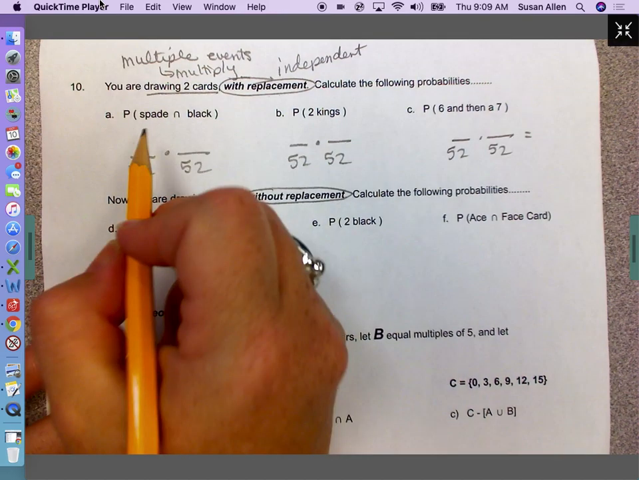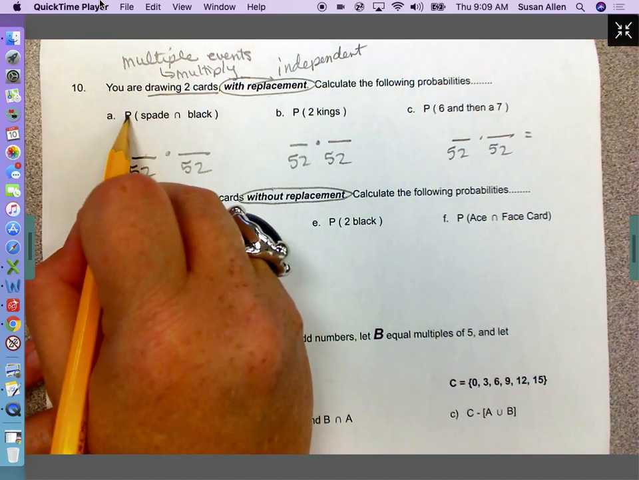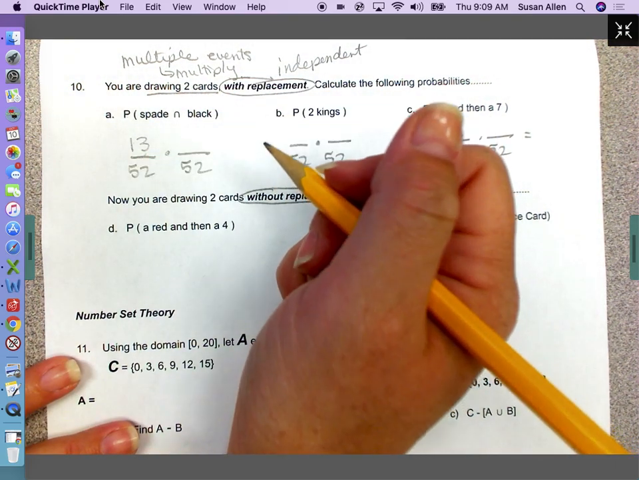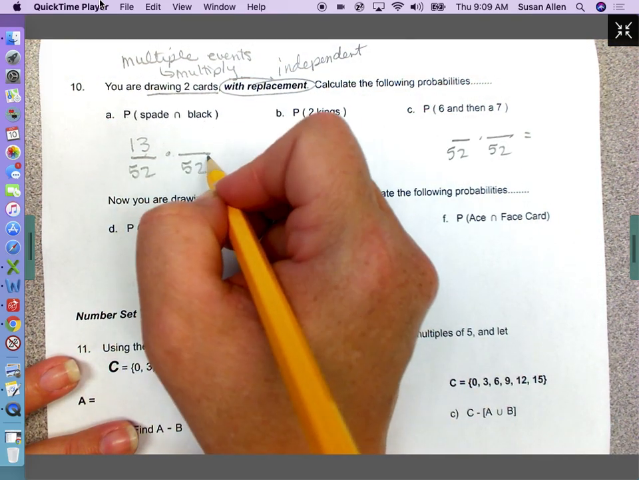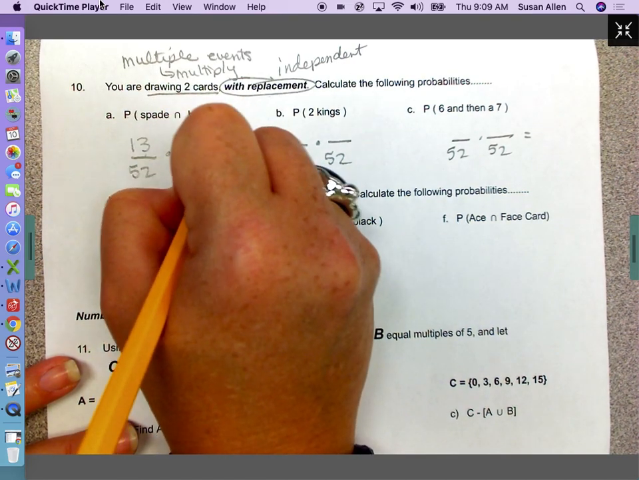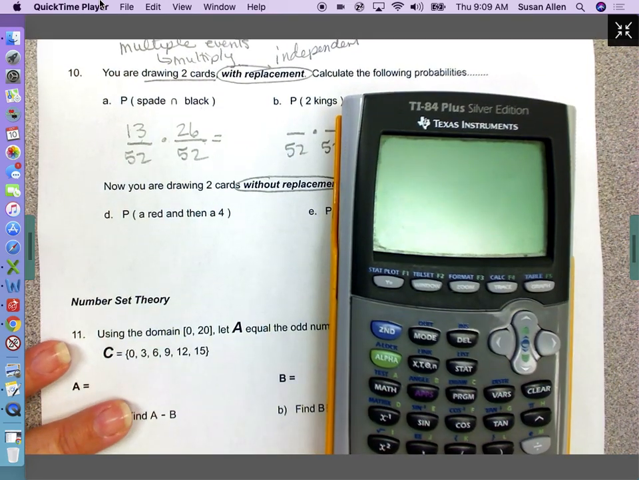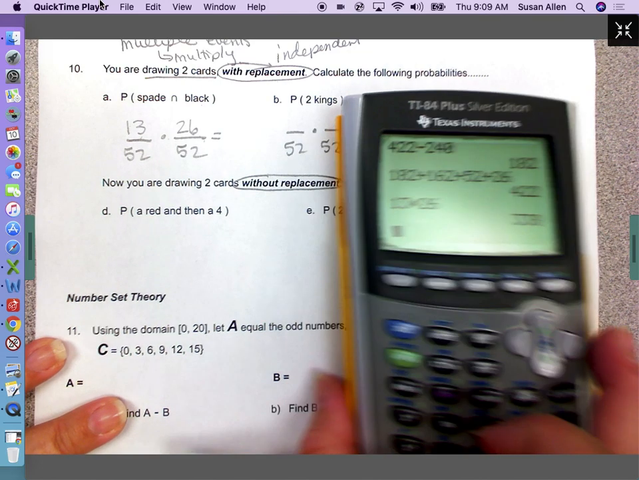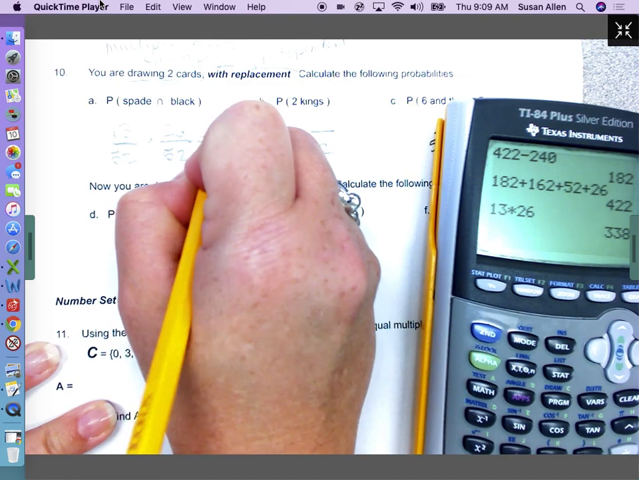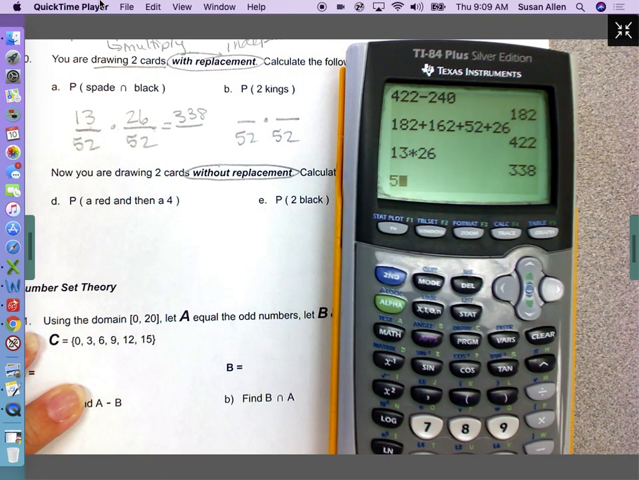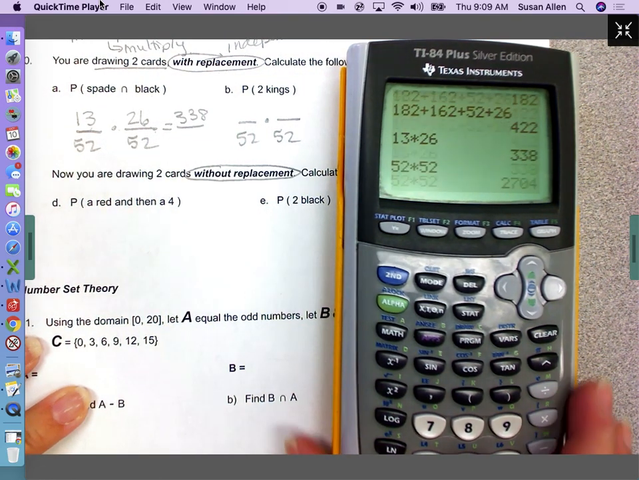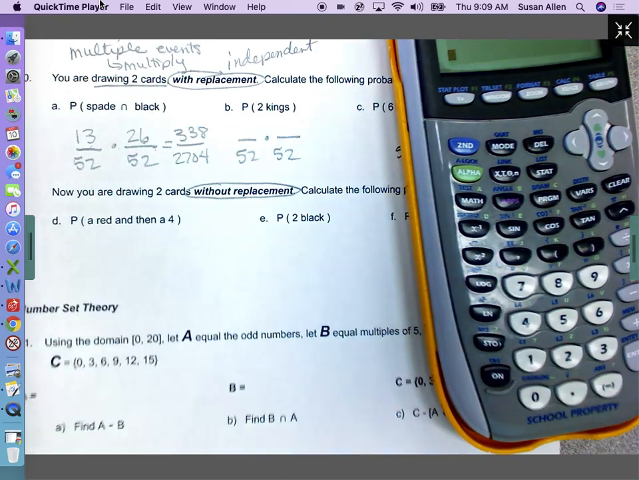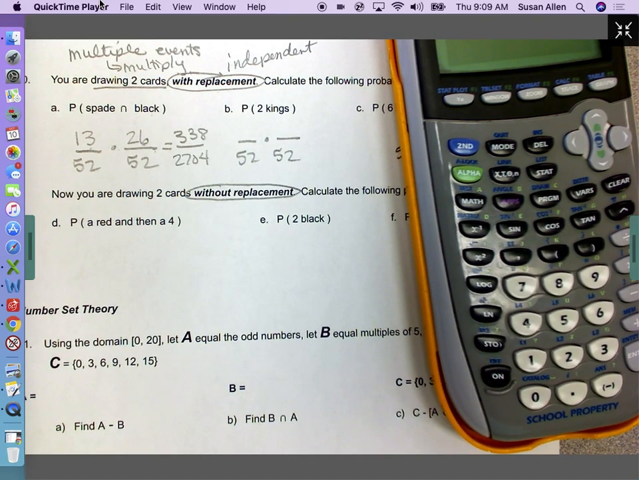For my numerator here, the probability of drawing a spade is 13 out of 52. The probability of drawing a black card is 26 out of 52. To find the product, please multiply the numerators together and your denominators together. And you only need to multiply this 52 times 52 once because all the denominators will be 2704. And remember that we are not reducing any probabilities.